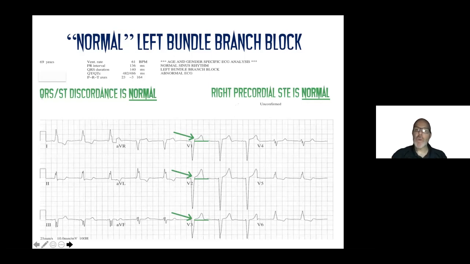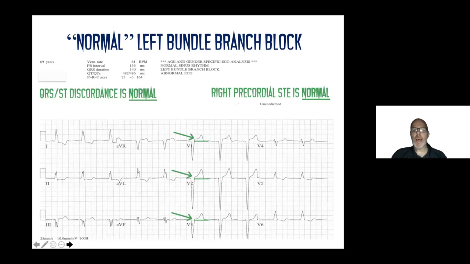We would call it just on principle, because we didn't know if that ST elevation was normal for that left bundle branch block, or if that was ST elevation as a result of an underlying STEMI. So we were calling all left bundle branch blocks in patients with chest pain MIs. And as it turned out, a lot of people that we were doing that to ended up not going to the cath lab because they weren't having an MI. So QRS ST discordance is normal.